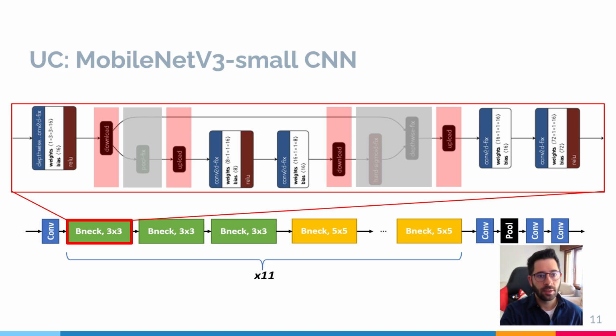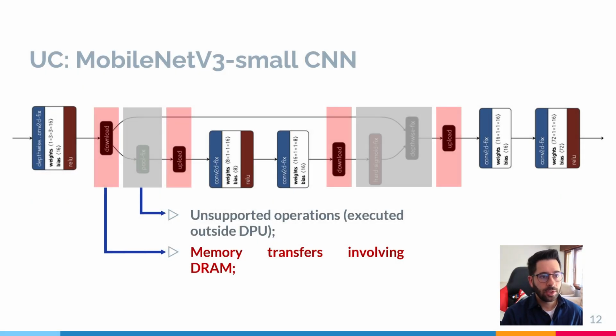We can notice that the network is composed of a repetition of bottleneck operations, and the structure of the bottlenecks is reported in this figure. The operations inside the gray boxes are not supported by the DPU engine and must be executed outside the engine itself. So if you consider the standard flow proposed by AMD, they are implemented in software on top of the host processor. Then the operations highlighted in red are memory operations involving the DRAM memory.